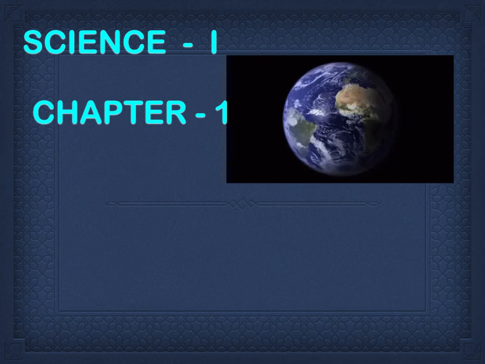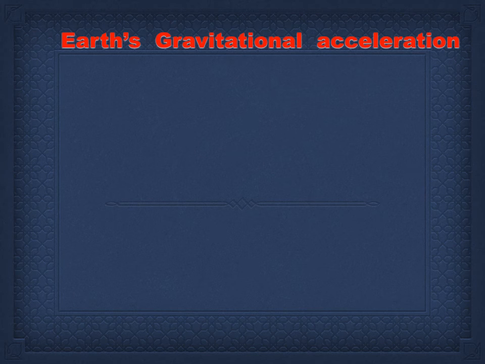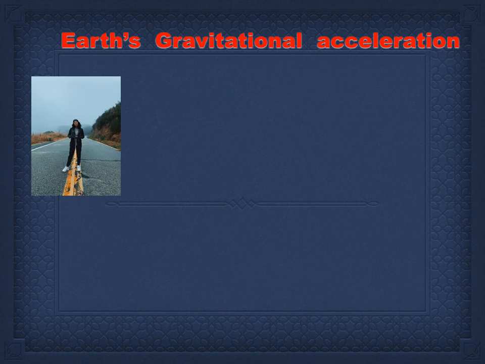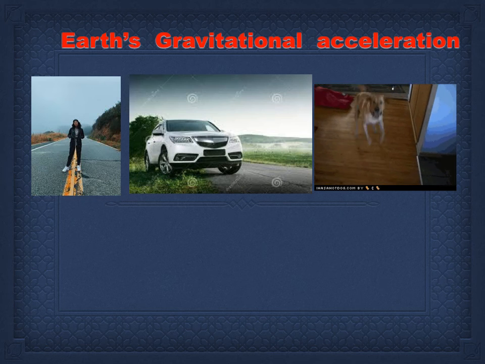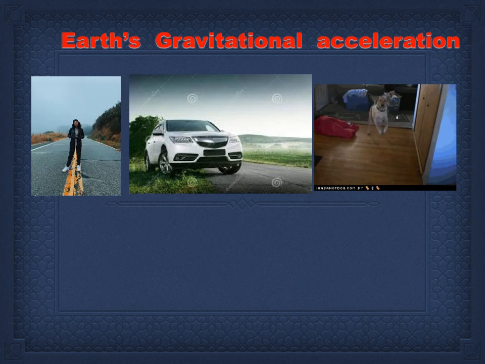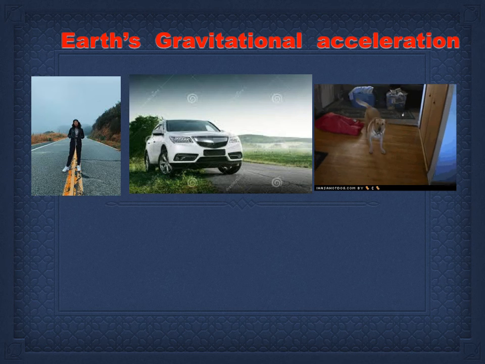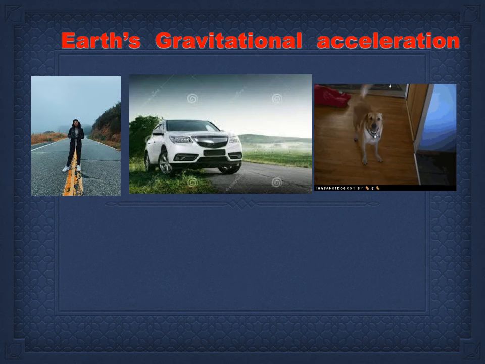Today we are going to see in Science-1 Chapter 1 Gravitation Part 2. In this part we are going to see Earth's gravitational acceleration. The Earth exerts gravitational force on objects near it. Now you can clearly see in the picture a girl standing on the road, a car on the road, and a dog jumping. So Earth is exerting gravitational force on these objects.